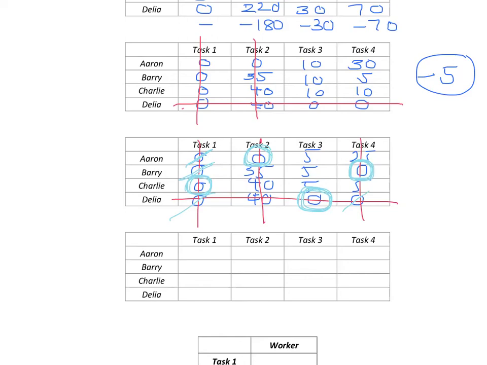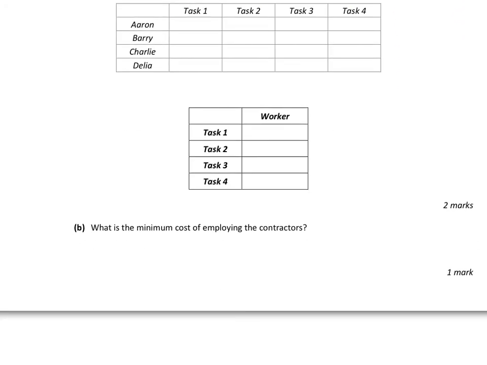So in our answer at the bottom, we need to put in who did each task. So task 1 was Charlie, task 2 was Aaron, task 3 Delia, and task 4 Barry. And obviously you'll write their full names there.